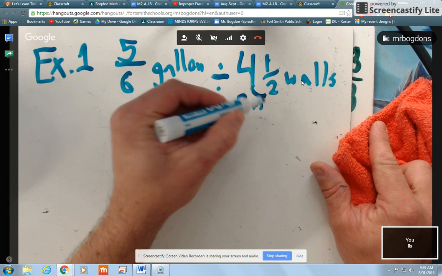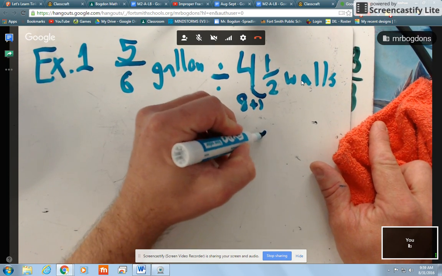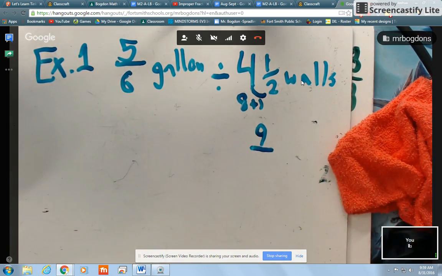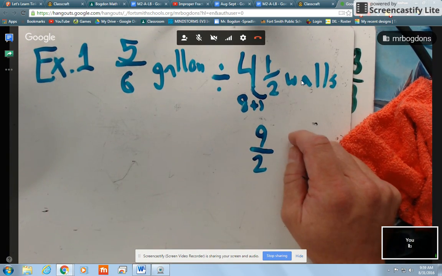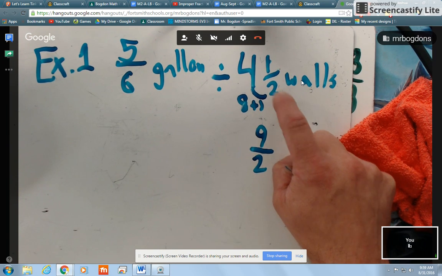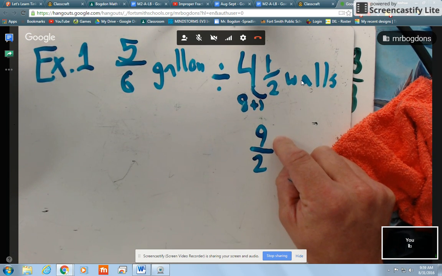8 plus 1, and that's going to be what? 9. What's my denominator have to be? 2, because that's what I started with. So really, I'm just figuring out how many halves I have in 4 and 1/2, and I have 9.